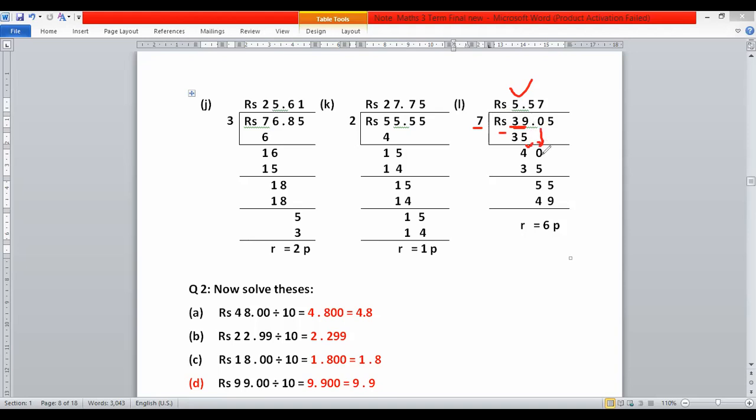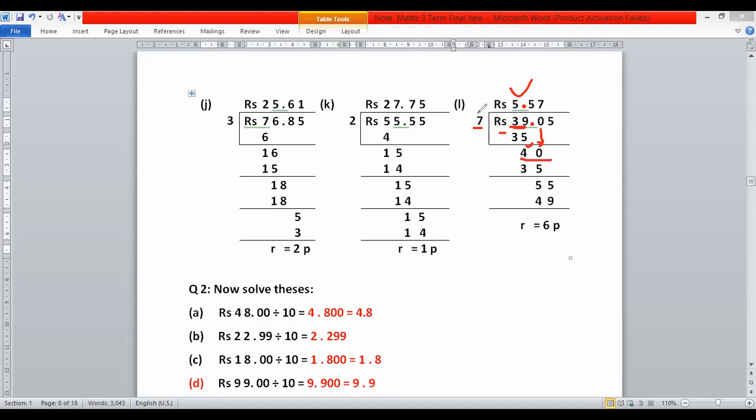And put 0 here. When you shift 0, put a decimal point, because 0 is a digit that is after the decimal point. Look at this here. We get 40. Now 40 divided by 7.